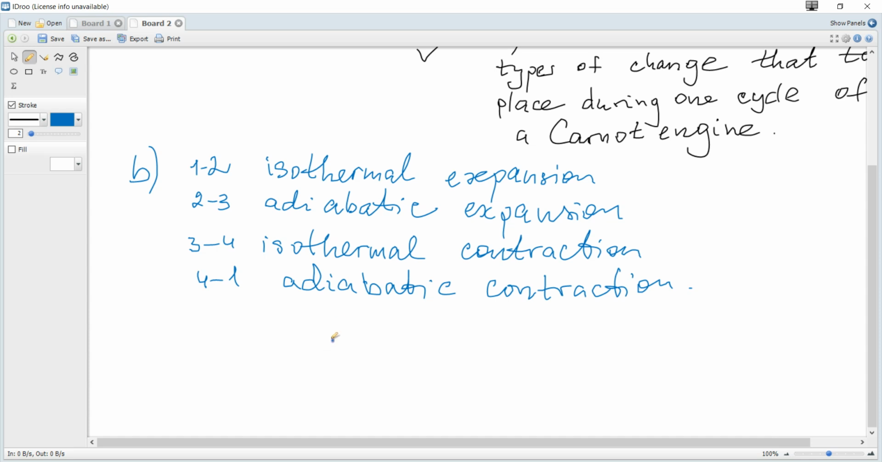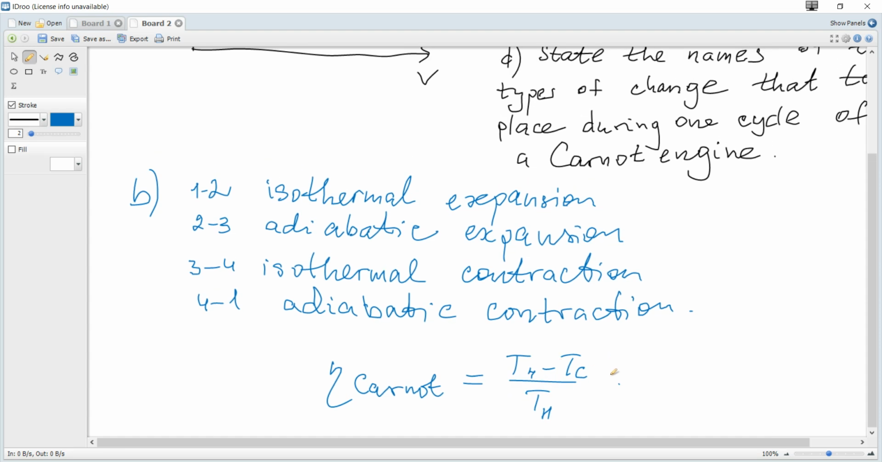And efficiency for the Carnot cycle, it is given in the data booklet. It's T hot minus T cold divided by T hot. And that's all for this question.